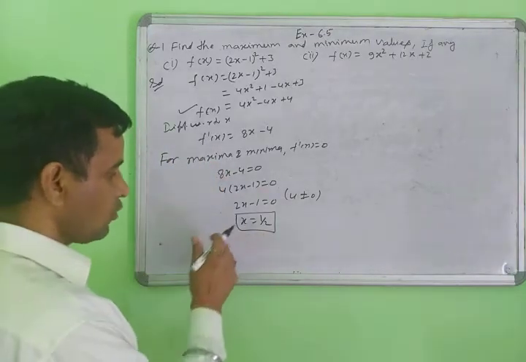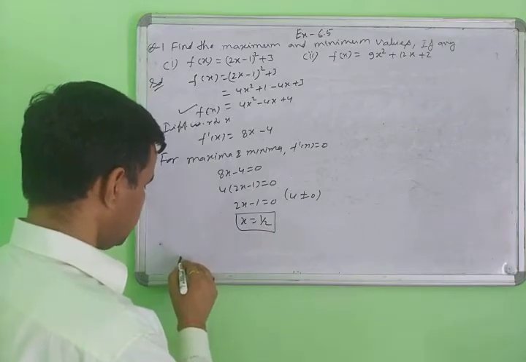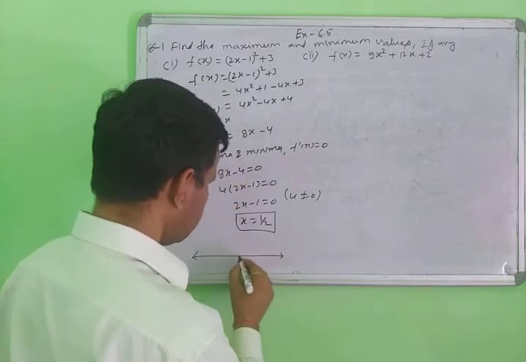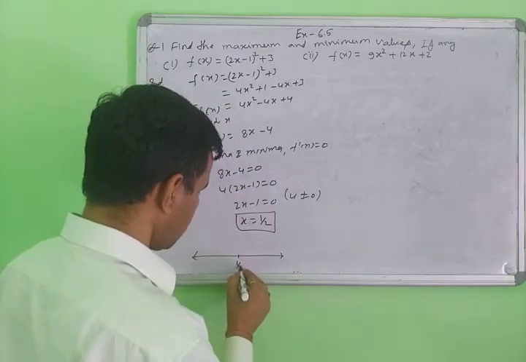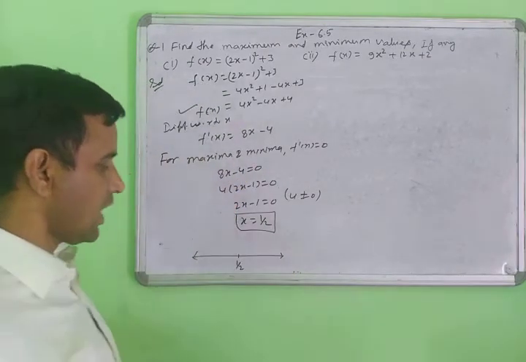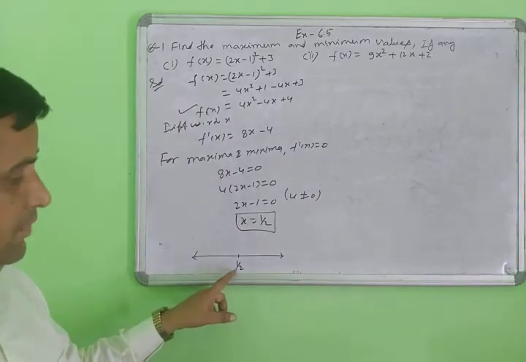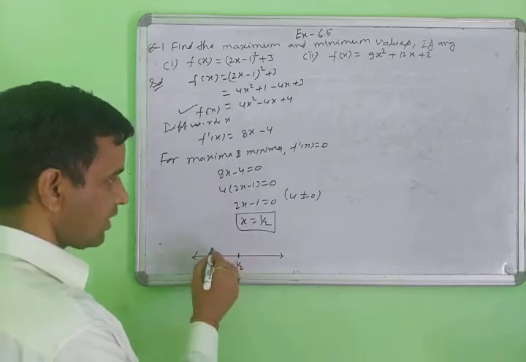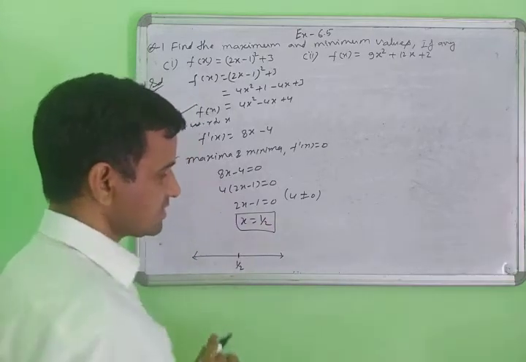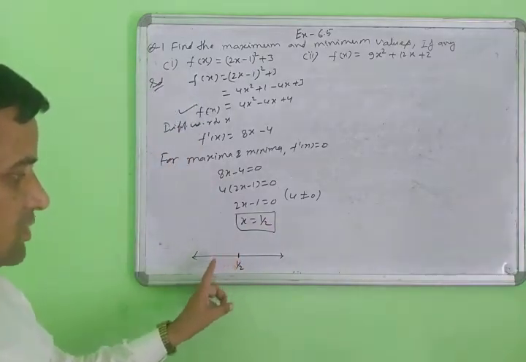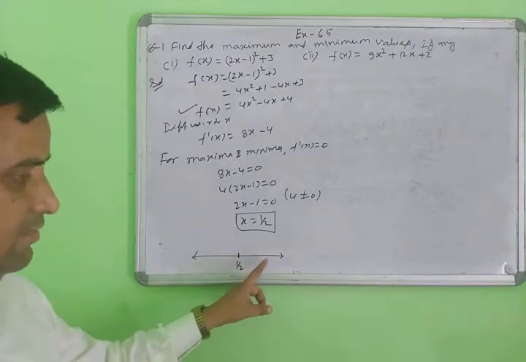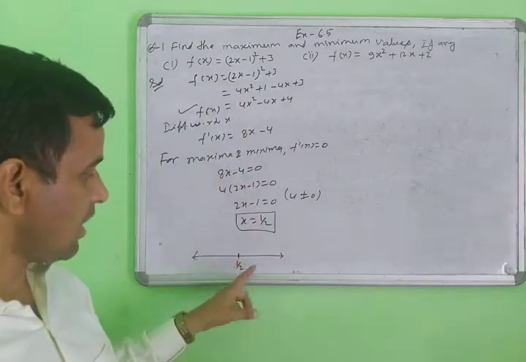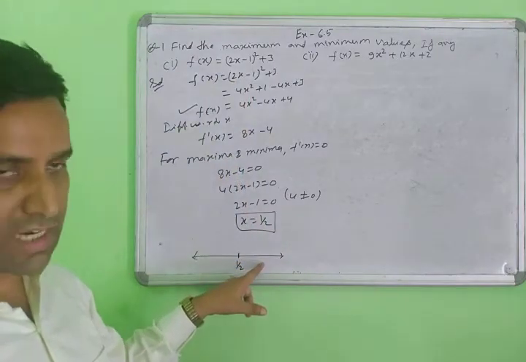Now after that you will allocate these points. Allocate this point here: minus 1, plus 1, and 1 by 2. This is your critical point. And on the left side you check the sign, left side sign and right side sign. We are solving here by the first order derivative test. Left side sign check and right hand side sign check.